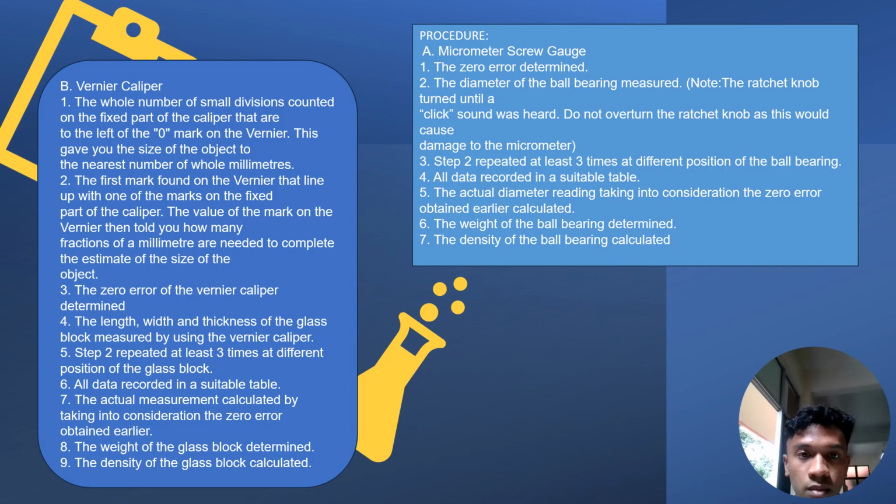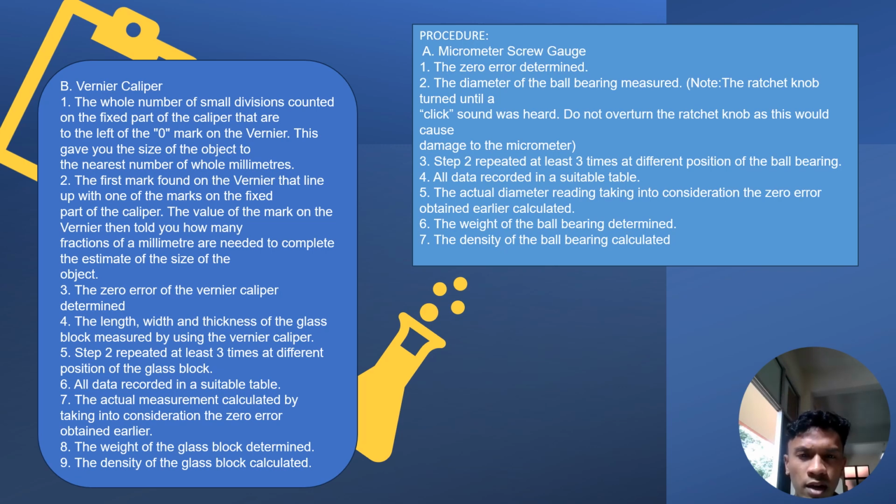glass block. The procedure for this experiment is divided by 2, A and B for micrometer screw gauge and vernier caliper. For micrometer screw gauge, number 1, the zero error determined, and then the diameter of the ball bearing measured. Note, the ratchet knob turn until a click sound was heard. Do not overturn the ratchet knob as this would cause damage to the micrometer. And step 2, number 3, step 2 repeated at least 3 times at different positions of the ball bearing. Number 4, all data recorded in a suitable table.